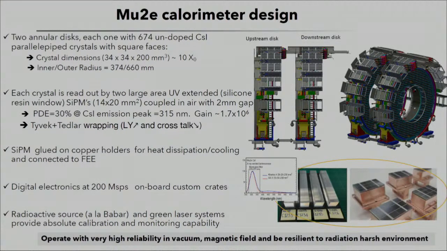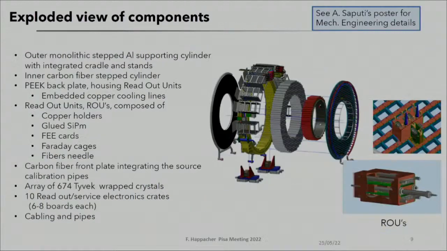The CPMs are glued into these holders and connected to onboard front-end electronics. On top of that, we have 200 megasamples per second digital electronics on custom crates. And both disks are also instrumented with calibration systems. There is a radioactive source, a laser bar, and a green laser system that provides absolute and gain monitoring capability.